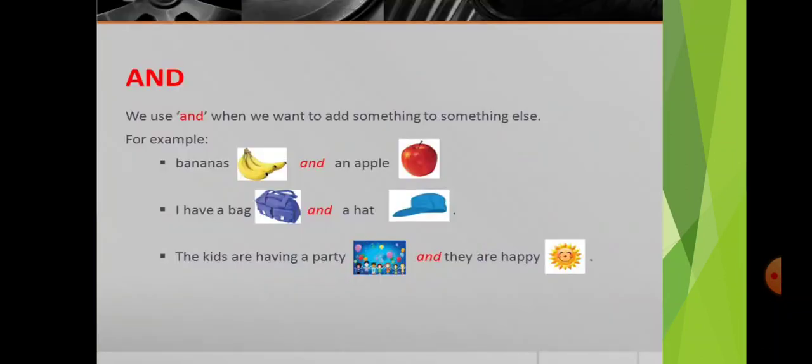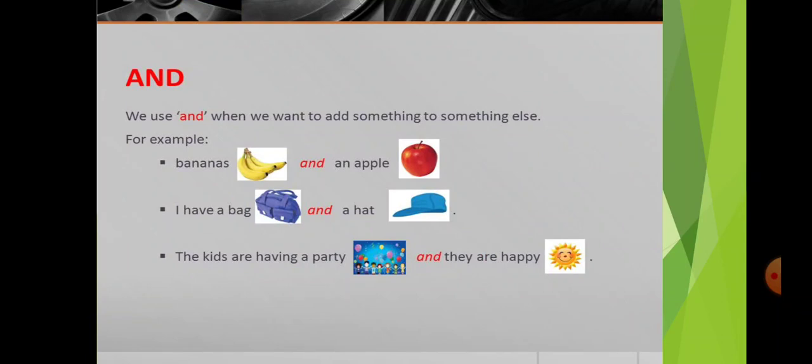Okay, the first conjunction that we will discuss now will be and. We use and when we want to add something to something else. For example, bananas and an apple. Now, between these two fruits, we use the conjunction and.